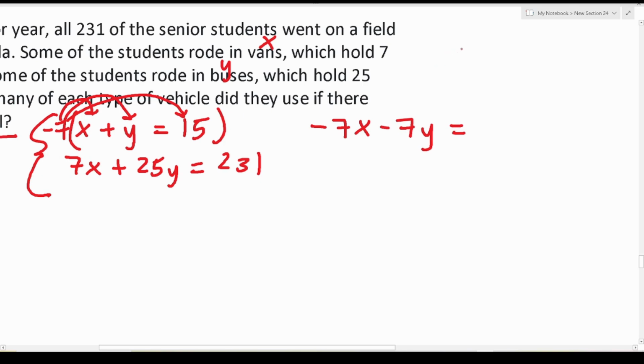And -7 times 15 is going to be 15 times 7. Let's work that off to the side. 7 times 5 is 35, carry a 3. 7 times 1 is 7, 8, 9, 10. So it's going to be -105.